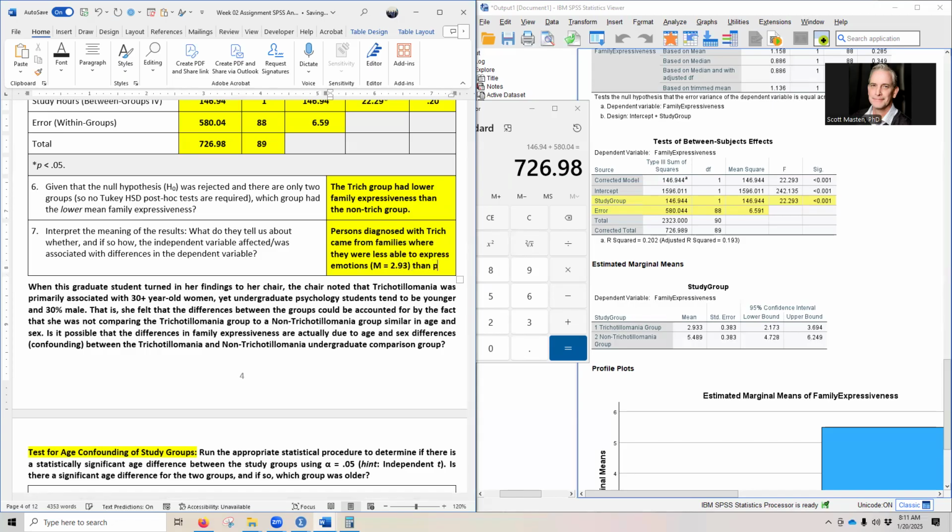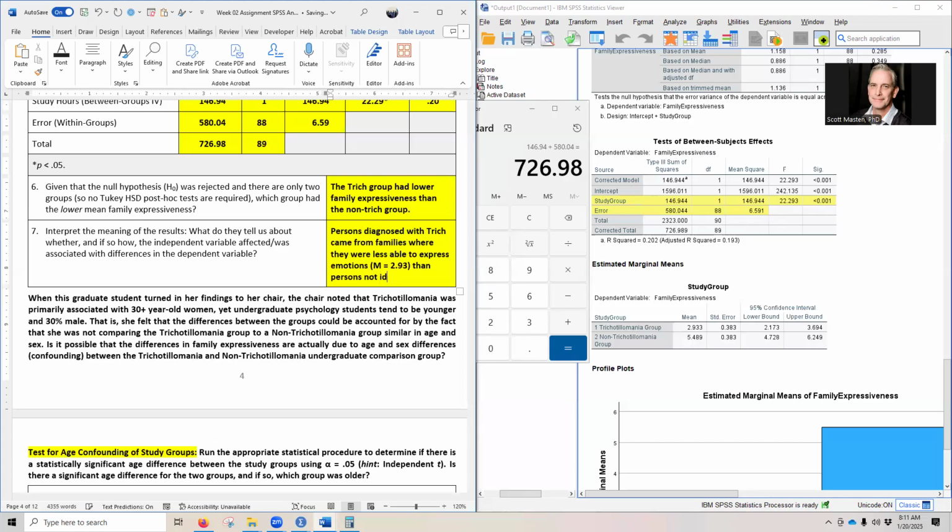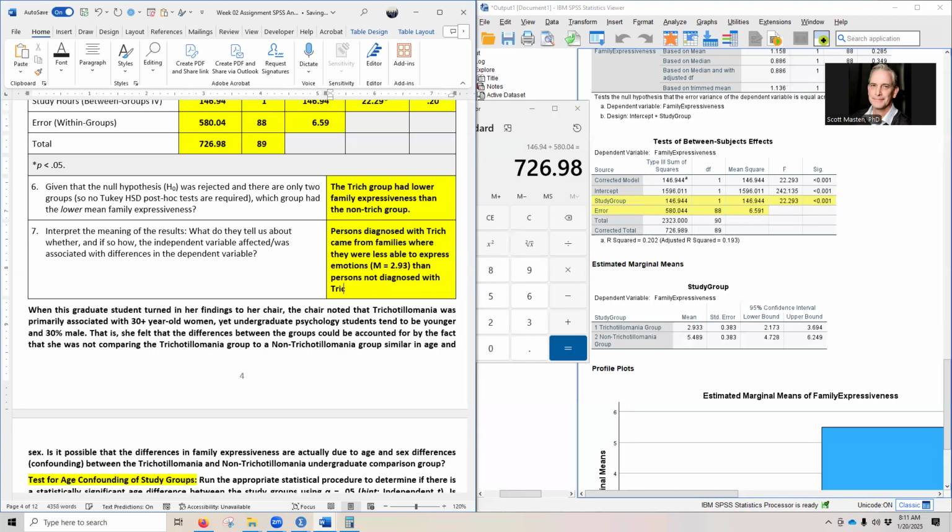Then persons not diagnosed with trick, and their mean was equal to 5.49. And I just get crazy up in here. I'll get all APA on this. All right. Persons, actually, I guess that's people. People diagnosed with trick came from families where they were less able to express emotions, and people not diagnosed with trick. Something like that. That's the meaning of it.